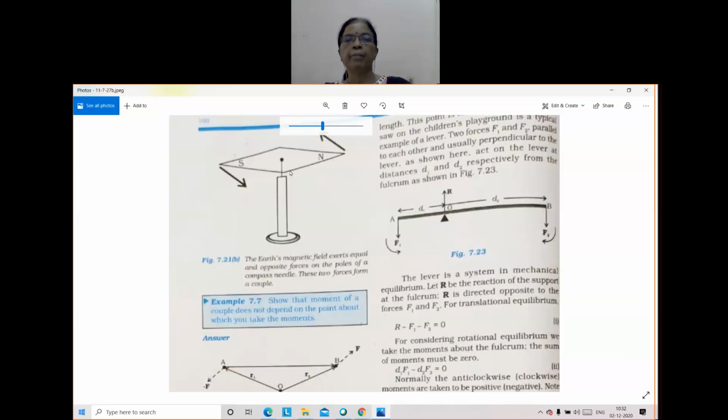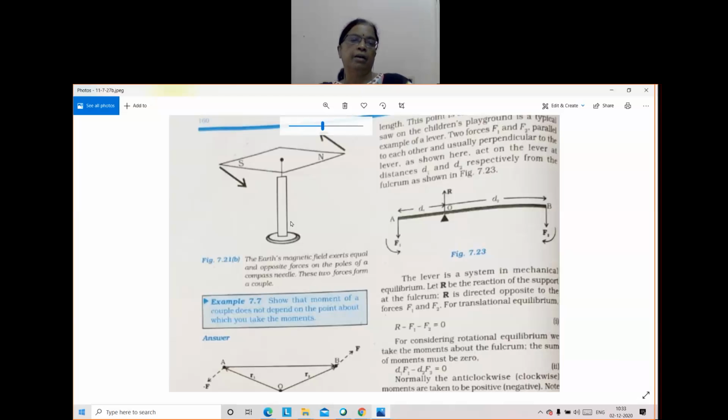So if somehow or other it is deflected, Earth will exert an equal and opposite force on the poles to bring it to align in the north-south direction. So Earth is exerting equal and opposite force. On the north pole it will exert, because Earth has a huge magnet inside. Just like that it behaves. So Earth's south pole will exert a force on this north pole. Earth's north pole will exert a force on the south pole. Equal, it will be equal.